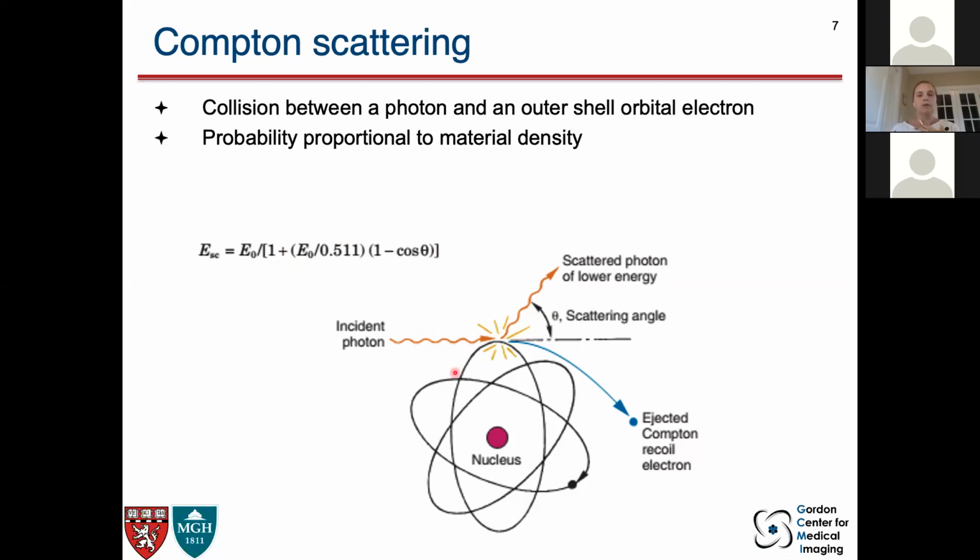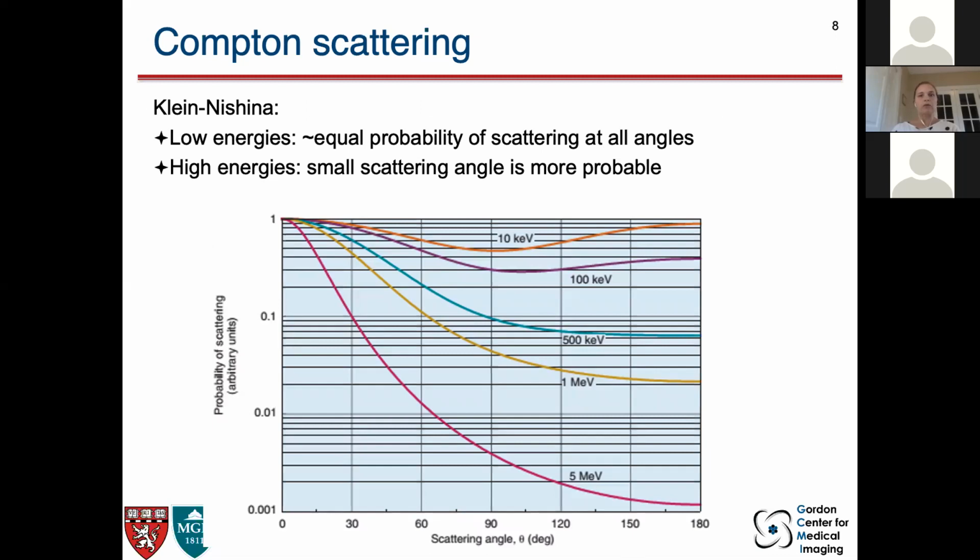The probability of Compton scattering will depend on the number of electrons that you have in the material, and it will increase with atomic number and density of the detected material. This slide shows the probability distribution of different scattering angles for different photon energies. We have the scattering angle here and the probability of that scattering angle to occur. These are different energies of the incident photon: 10 keV, 100, 500, 1 MeV, 5 MeV. We see that when we have low photon energies, all scattering angles are more or less equally probable. But when we go to higher energies, small scattering angles have significantly higher probability compared to large scattering angles.